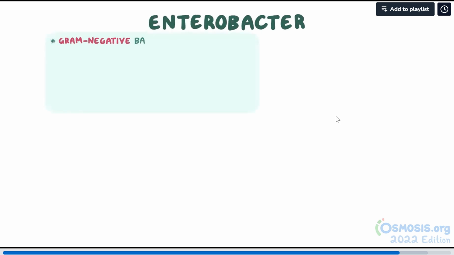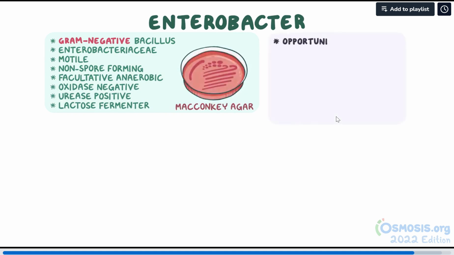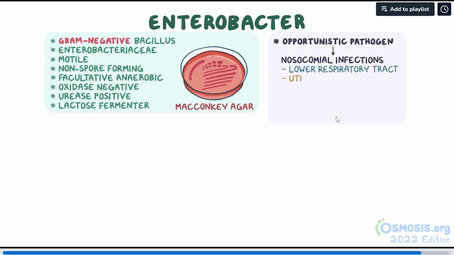Alright, as a quick recap, Enterobacter is a gram-negative bacillus from the family Enterobacteriaceae. It's motile, non-spore-forming, facultative anaerobic, oxidase negative, urease positive, and lactose fermenting, which means it forms pink colonies on MacConkey agar. It's an opportunistic pathogen, which causes a wide variety of nosocomial infections, such as lower respiratory tract infections, UTIs, bloodstream infections, skin and soft tissue infections, intra-abdominal infections, and endocarditis.